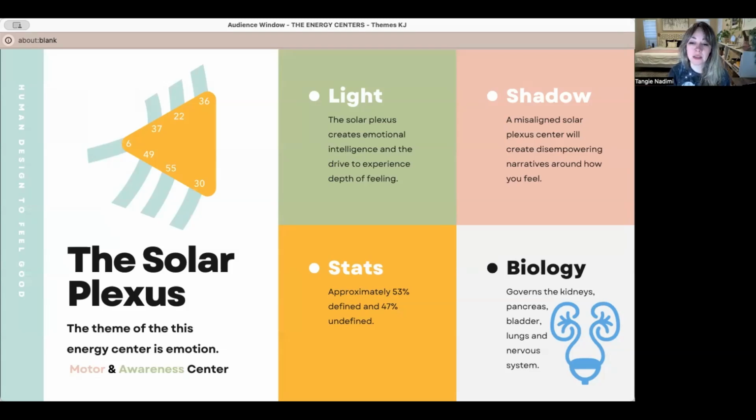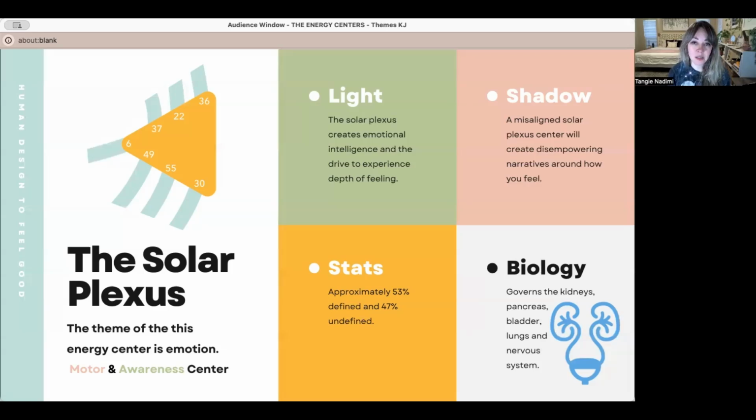The solar plexus is going to govern the kidneys, the pancreas, the bladder, lungs, and nervous system. So when you have someone who has a defined solar plexus, that will automatically be their authority in their chart. And so the reminder is to make decisions that allow them to take up space, that allow them to take the time it takes, and to be very clear about their boundaries and how long it takes them to really apply their full depth and thoroughness to any opportunity.